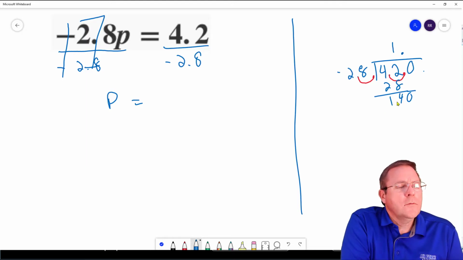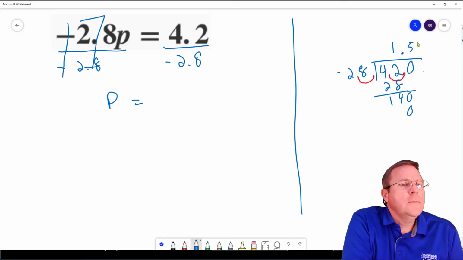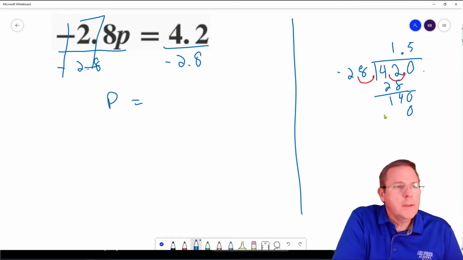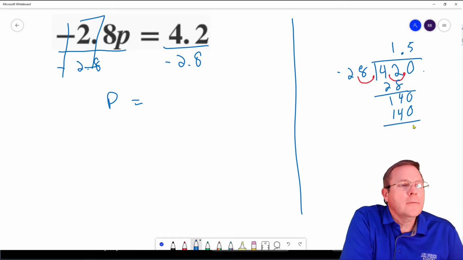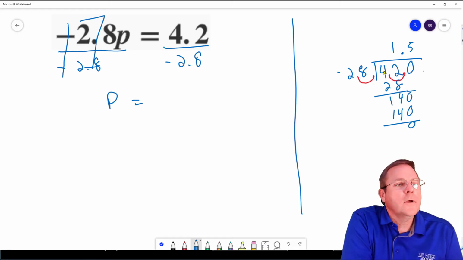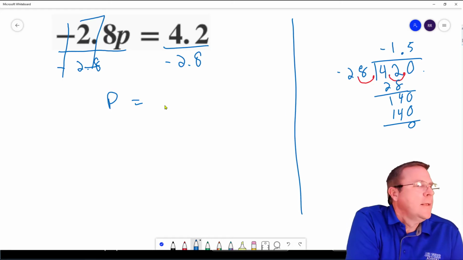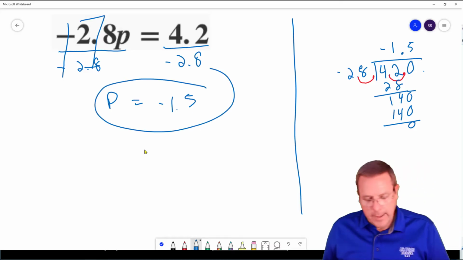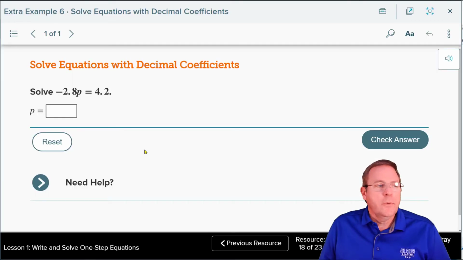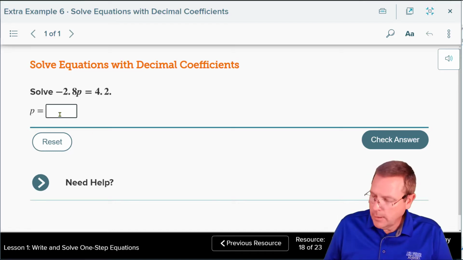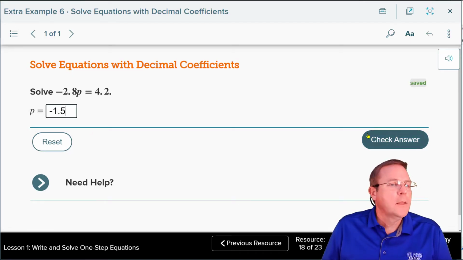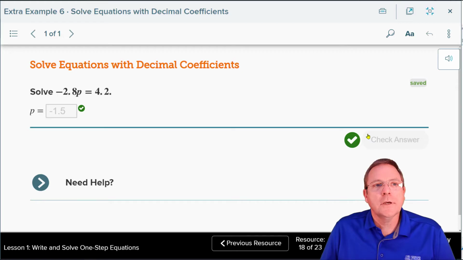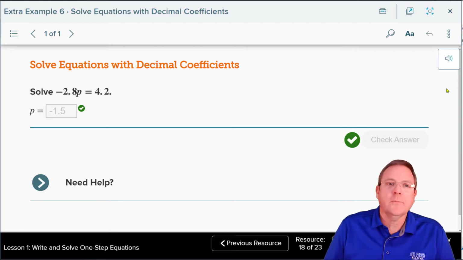28 goes into 140. I'm going to say 5 times. 5 times 8 is 40. 5 times 2 is 10, plus a 4. That is going to end up being 14, and look at that. That's it. The problem's done, except for a positive divided by a negative being a negative, giving me a negative 1.5 for my answer. Jump back over to the problem page, type it in, negative 1.5, check, and the answer checks. It really is that simple to do these problems.